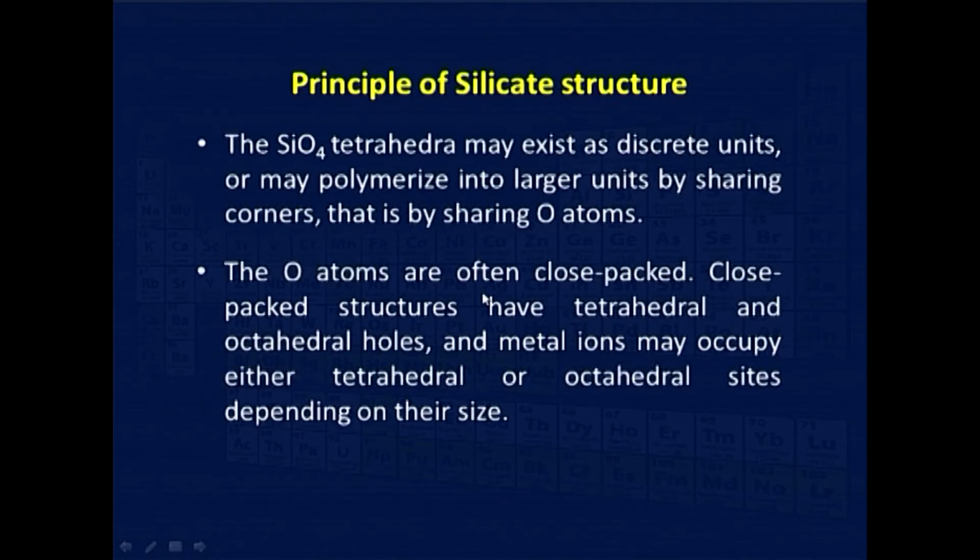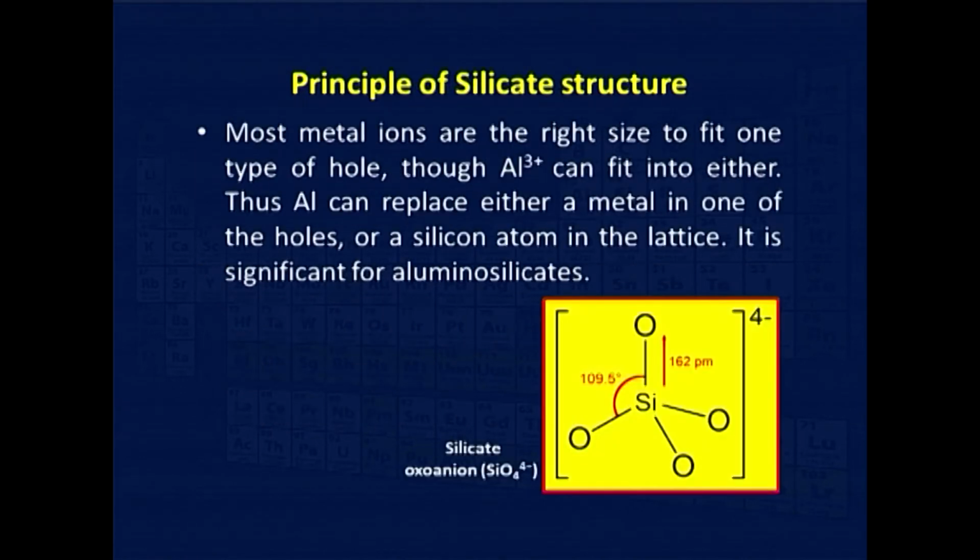the size. Most metal ions are the right size to fit one type of hole, though the aluminum ion can fit into either. Thus, aluminum can replace either a metal in one of the holes or a silicon atom in the lattice. It is significant for aluminosilicates.